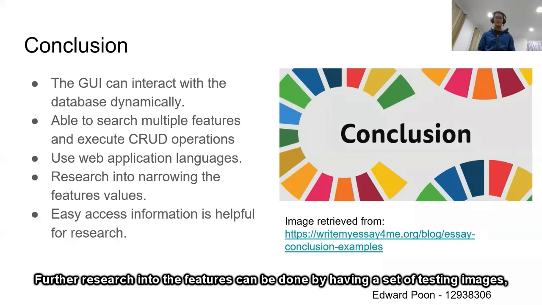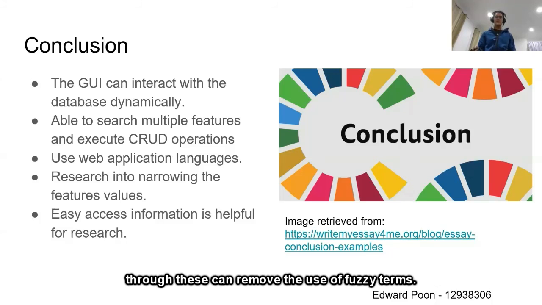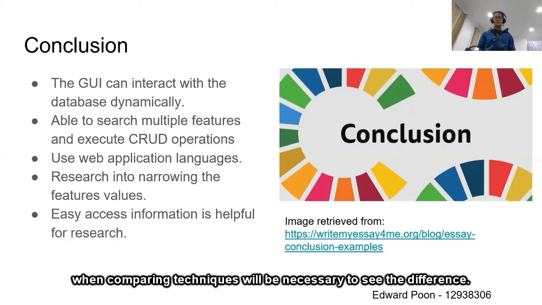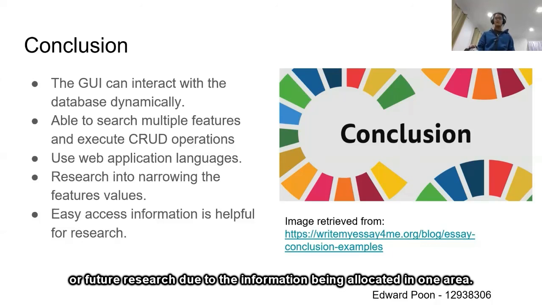Further research into the features can be done by having a set of testing images using the same hardware, but testing different techniques. Through these, we can remove the use of fuzzy terms for future use. Options like selecting hardware within a certain range when comparing techniques will be necessary to see the differences. By improving the prototype, it can allow better and easier access to information for general users and for future research, due to the information being allocated into one area.